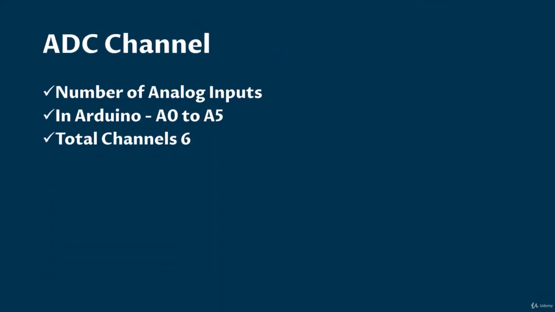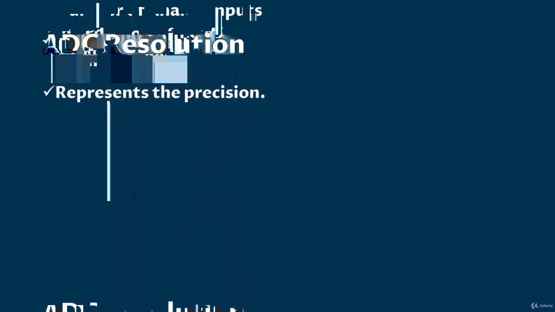So let's start with what is a channel. A channel refers to ADC inputs. Every ADC can read a number of signals. How many signals depends on the number of channels. So channel is basically the number of analog inputs. In Arduino Uno, there are 6 analog inputs from A0 to A5. So there are 6 channels. I think this seems clear to you.